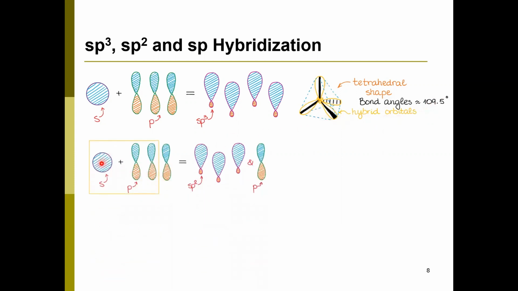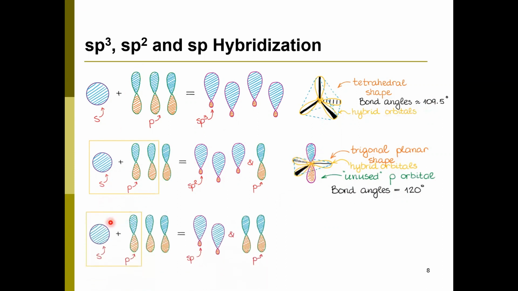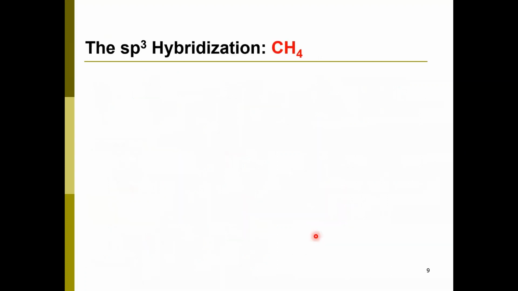Similarly, in sp2, one s and two p orbitals hybridize, and one p orbital will be unhybridized, so we will get three hybrid orbitals. The shape should be trigonal planar, and the bond angle between these hybrid orbitals will be 120 degrees, and this is an unhybridized orbital which is perpendicular to these hybrid orbitals. Now, for sp, one s and one p hybridize and the two remaining p orbitals will be unhybridized. This should be linear, the bond angle will be 180 degrees, and two unhybridized orbitals will remain.